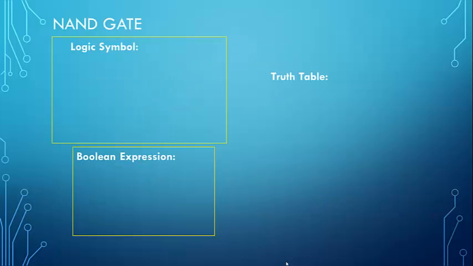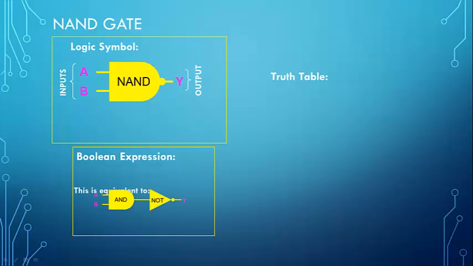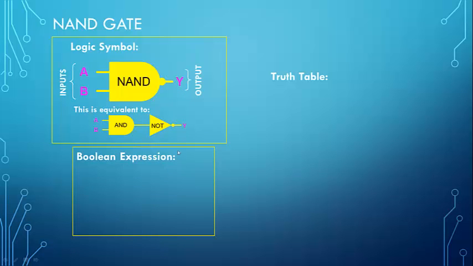So, starting with the NAND gate, we need a logic symbol. There's the 2-input version of the logic symbol. NAND and NOR gates, just like their AND and OR counterparts, are expandable to any number of inputs. But in this depiction, we have 2 inputs, A and B, and an output Y. But it's equivalent to an AND gate, which, remember, can be multiple inputs, with the output passed through an inverter.